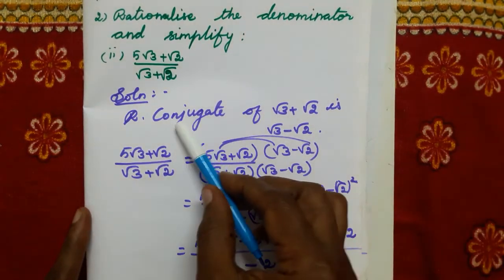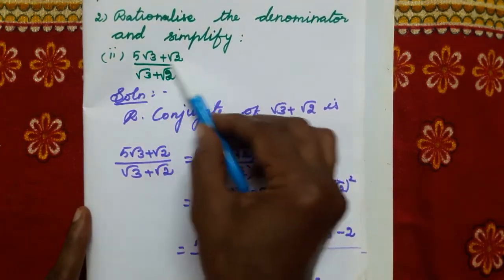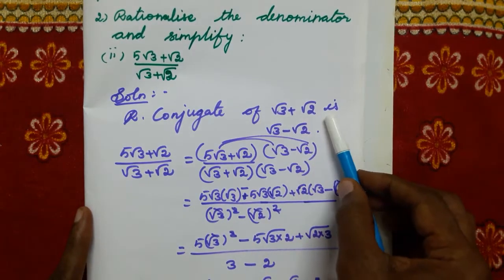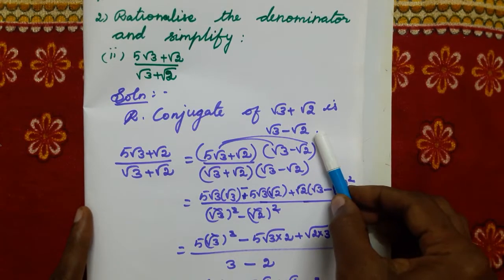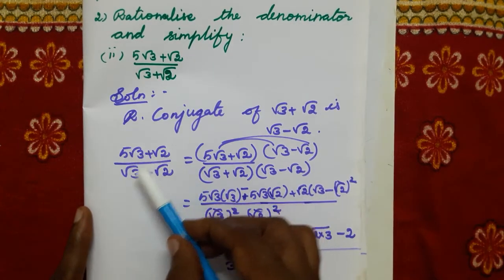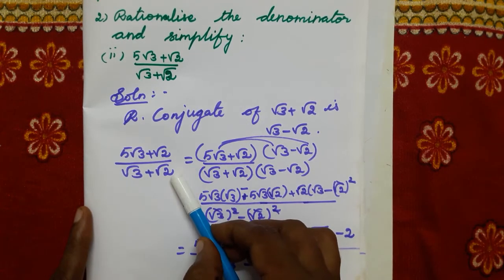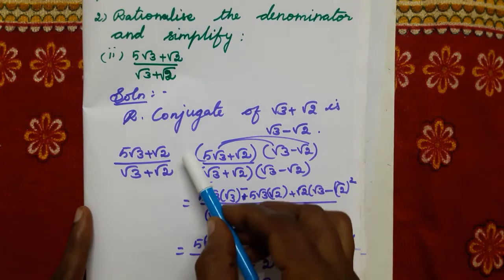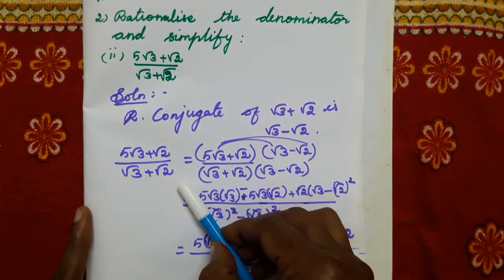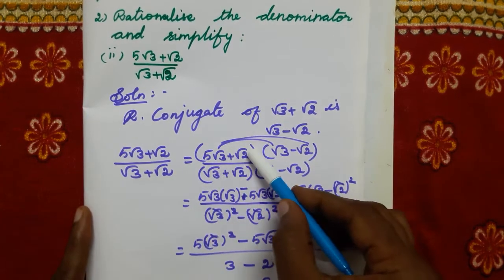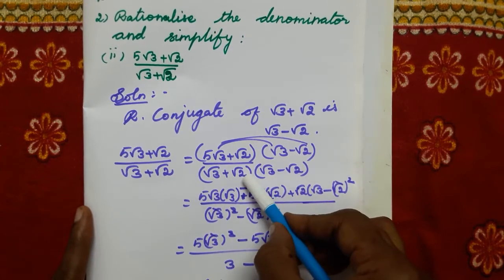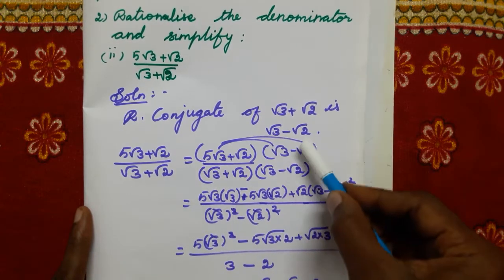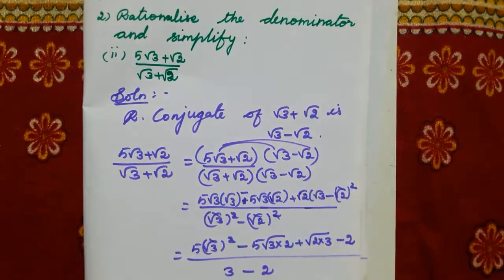First, what's the conjugate of the denominator? We have to find out the conjugate of the denominator. Conjugate of root 3 plus root 2 is root 3 minus root 2. First, 5 root 3 plus root 2 by root 3 plus root 2, you have to take it. We have to multiply the conjugate in the numerator and denominator. Therefore, 5 root 3 plus root 2 by root 3 plus root 2 into, here what's the conjugate? Root 3 minus root 2. We have to multiply the numerator and denominator.